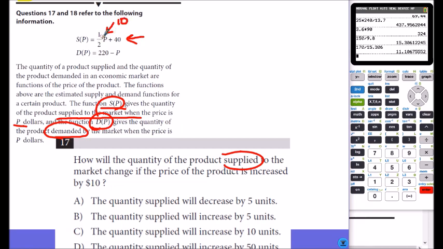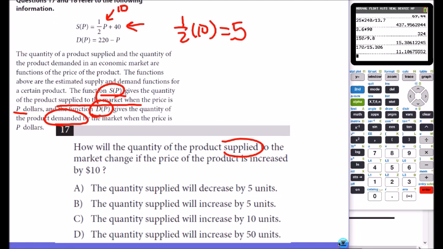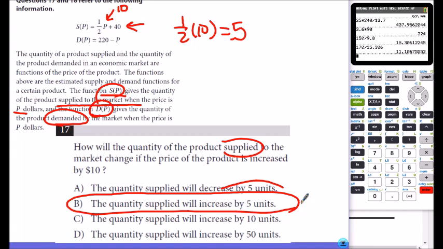The rate of change is 1/2. So half times 10 is 5. So it will increase by 5. So the quantity supplied will increase by 5, right? Because you have to multiply by half. It's not 10, either, and not 50.